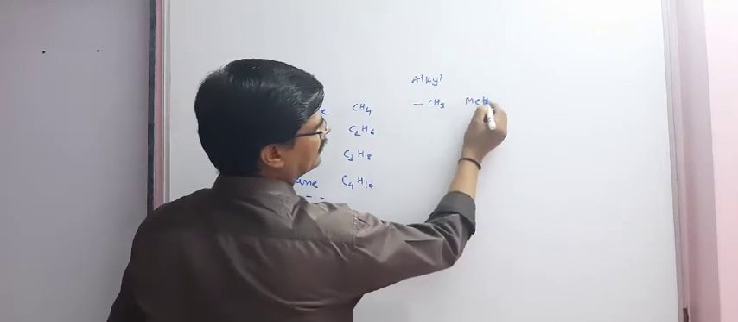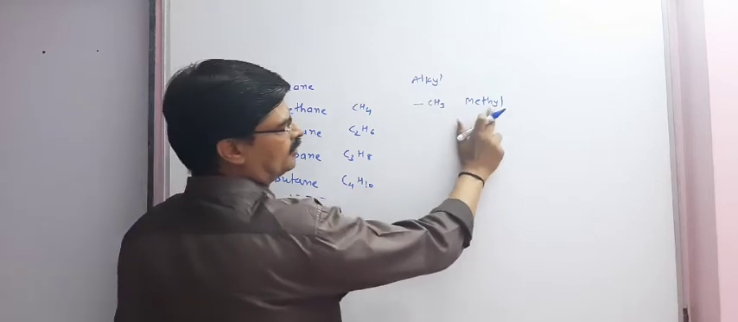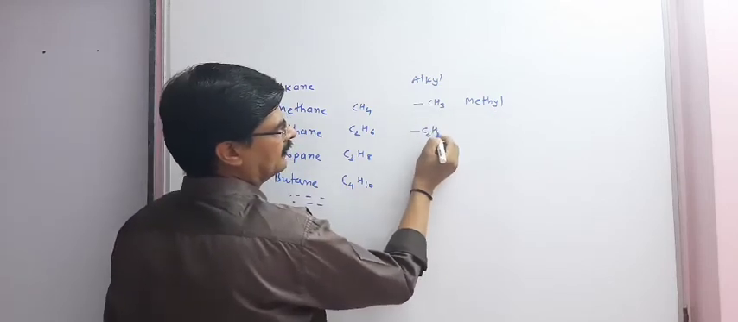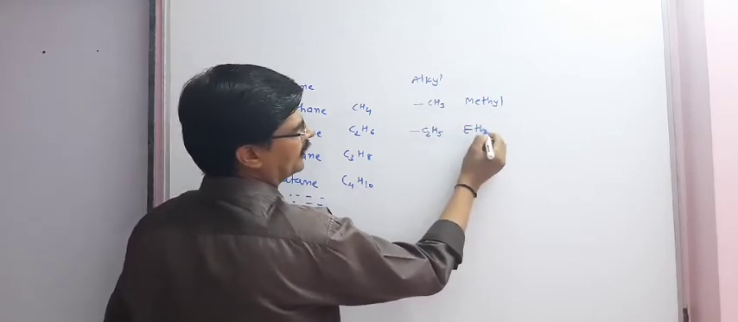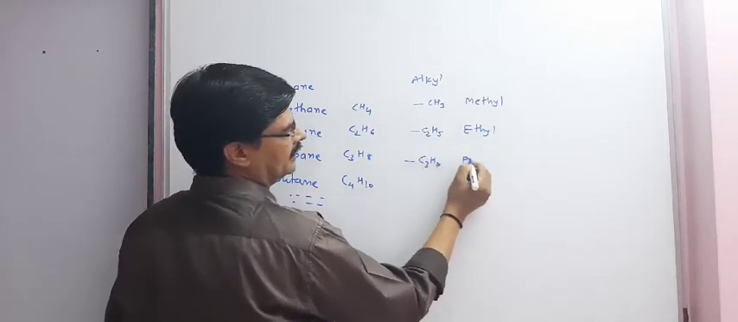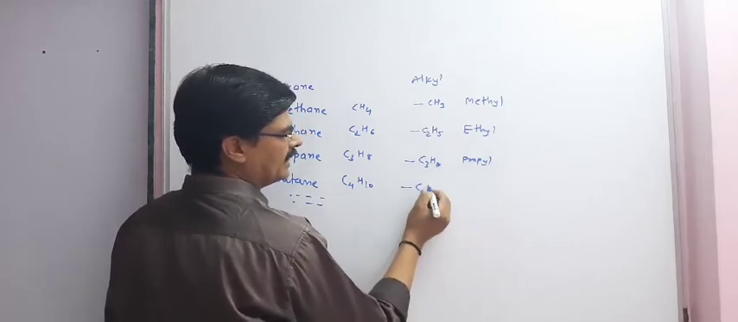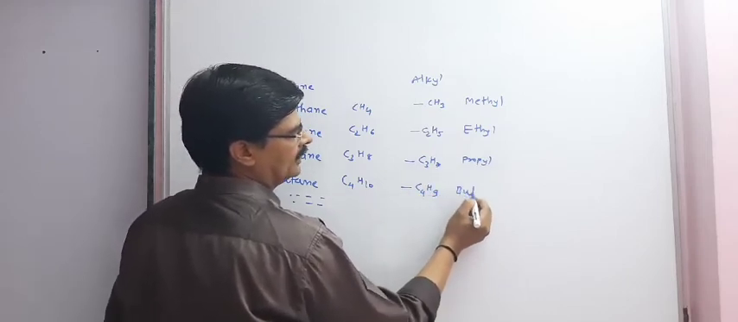This is methyl. Structure with CH3 is known as methyl. C2H5 is known as ethyl. C3H7 is known as propyl. And C4H9 is known as butyl.